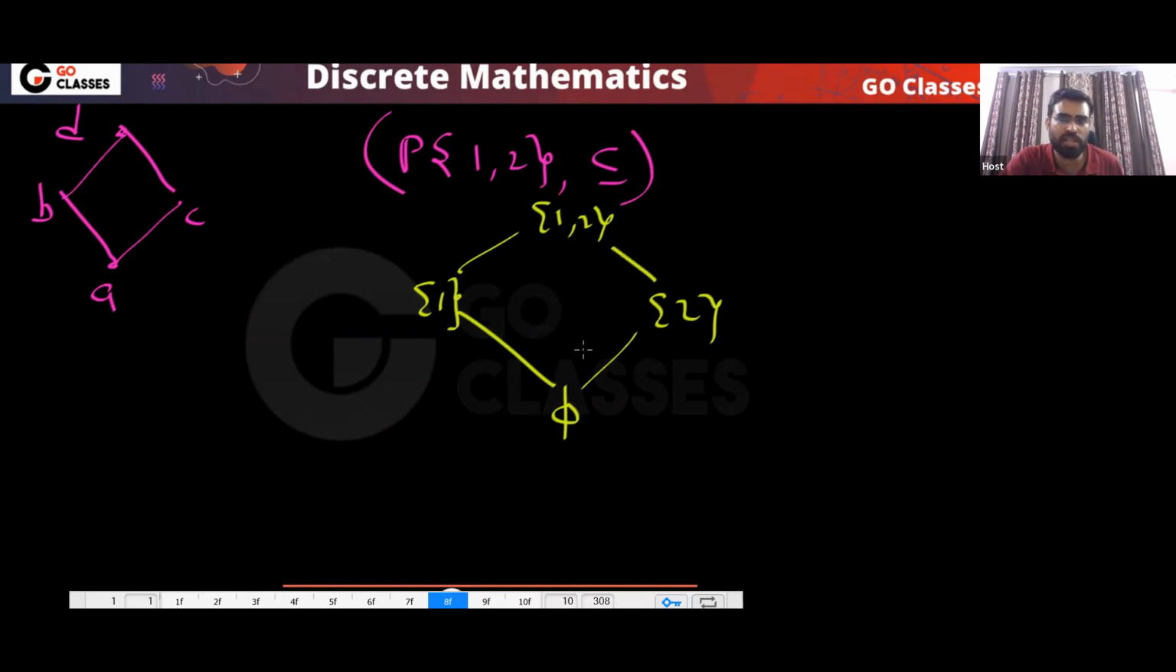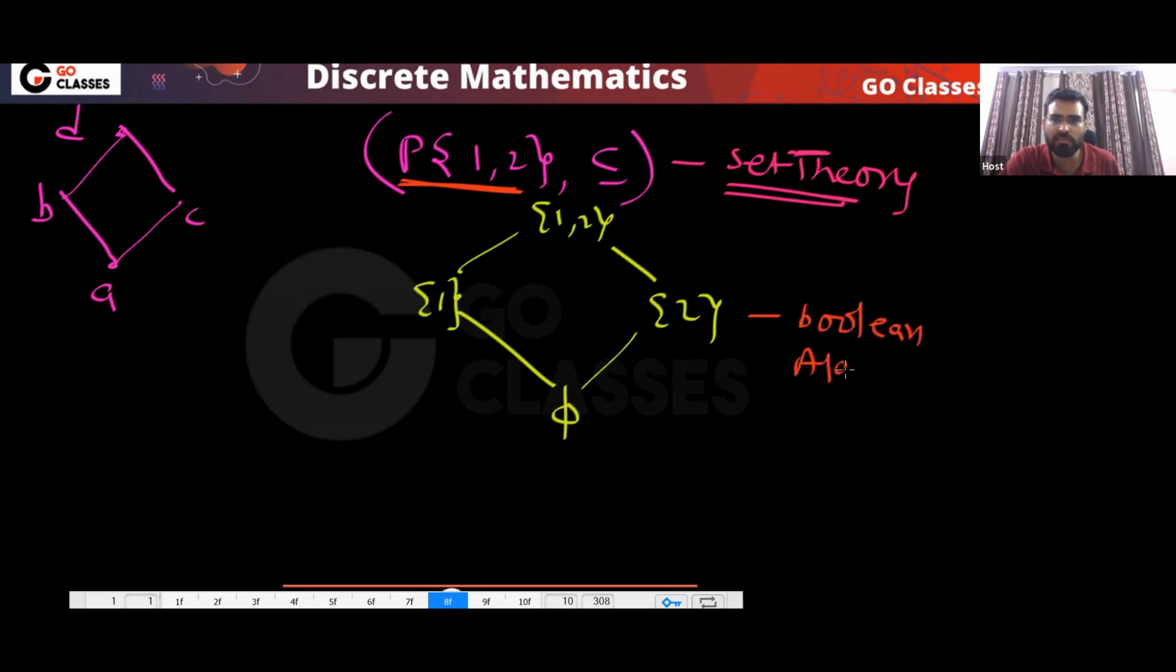Can I say this is a Boolean algebra? This is an example from set theory. I am taking this set, the power set of 1 comma 2. Now, is this a Boolean algebra? You know that this is a Boolean algebra. Why is this a Boolean algebra?